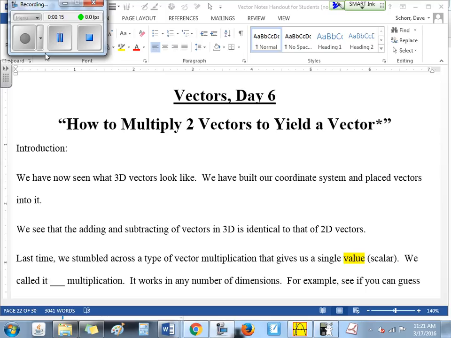Seen, sort of seen, not really explicitly seen, but think about it. Addition and subtraction of vectors in 3D is completely identical to addition and subtraction of vectors in 2D. In other words, everybody look at your model.